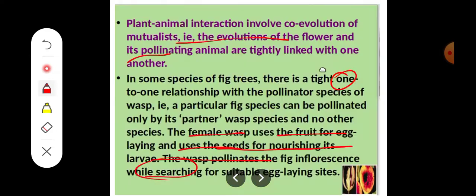Clear? Okay, now, in this plant and animal interaction, sometimes there can be cheaters also. In a mutually beneficial system, they have to be safeguarded against their cheaters. For example, animals that try to steal the nectar without aiding in pollination. So in that case, the plant has to safeguard itself.